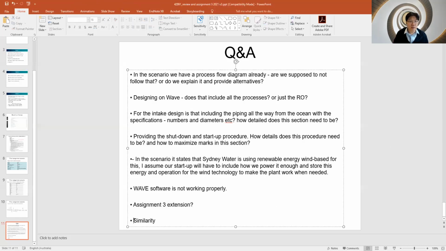Also, similarity. Make sure, because some of the students still have very high similarity. Please make it clear. Double check the similarity by yourself, and reduce your similarity significantly before you submit your assignment. That's all.